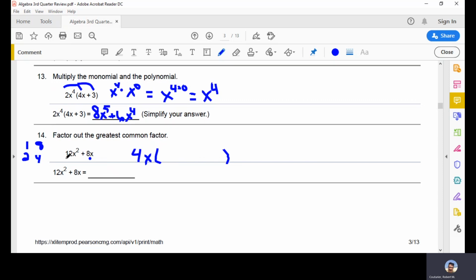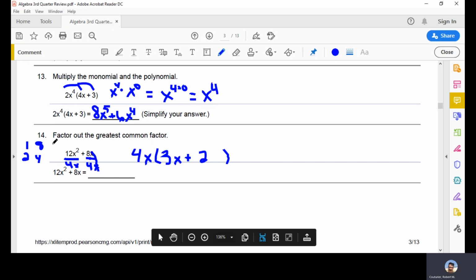What do we fill in here? Divide this by 4x. Divide this by 4x. 12 divided by 4 is 3. X to the 2nd power divided by x, well, you subtract: this is a 1, subtract 1 from it, and you have just an x. 8 divided by 4 is a 2. And anything divided by itself cancels out, so those x's cancel. Here you go. You just factored out a greatest common factor.